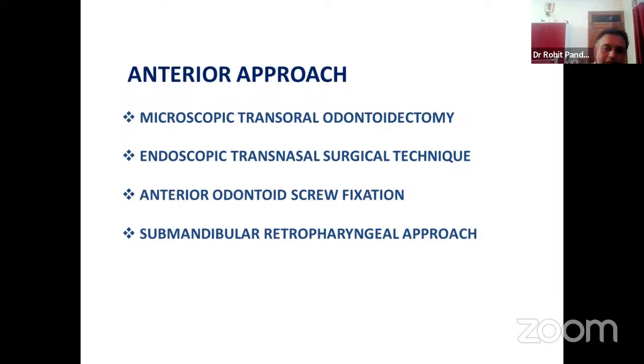And other techniques in the anterior approach include anterior odontoid screw fixation, which is for type 2 odontoid fractures. And as I mentioned earlier, the submandibular retropharyngeal approach was started by our Indian surgeon, Dr. Vijay Kanya Spatkar. Submandibular retropharyngeal approach, first anterior C1, C2 fixation.